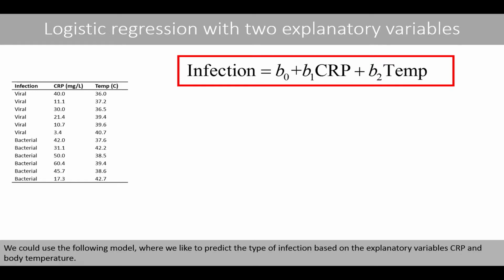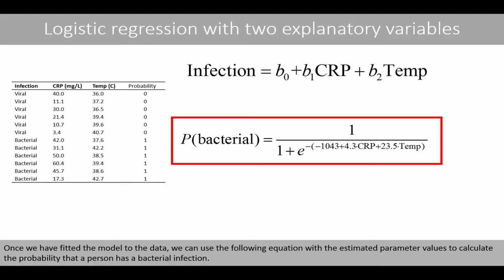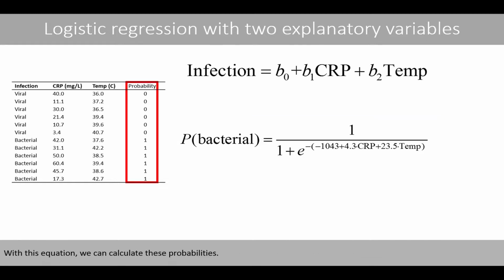We could use the following model where we like to predict the type of infection based on the explanatory variables CRP and body temperature. Once we have fitted the model to the data, we can use the following equation with the estimated parameter values to calculate the probability that a person has a bacterial infection. With this equation, we can calculate these probabilities.